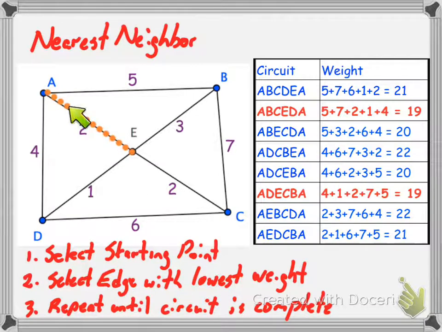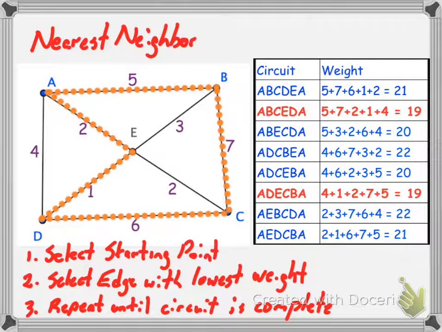If I'm starting here at A, the shortest distance is this 2, so I'm going to go to E. Now, I can't go to C because then I can't close the circuit there. I could go to B, which is 3, or D, which is 1. So I'm going to go to D. And then I can't go this way because then I can't complete my circuit. So I have to go this way. And then I'm going to just go ahead and close the circuit.